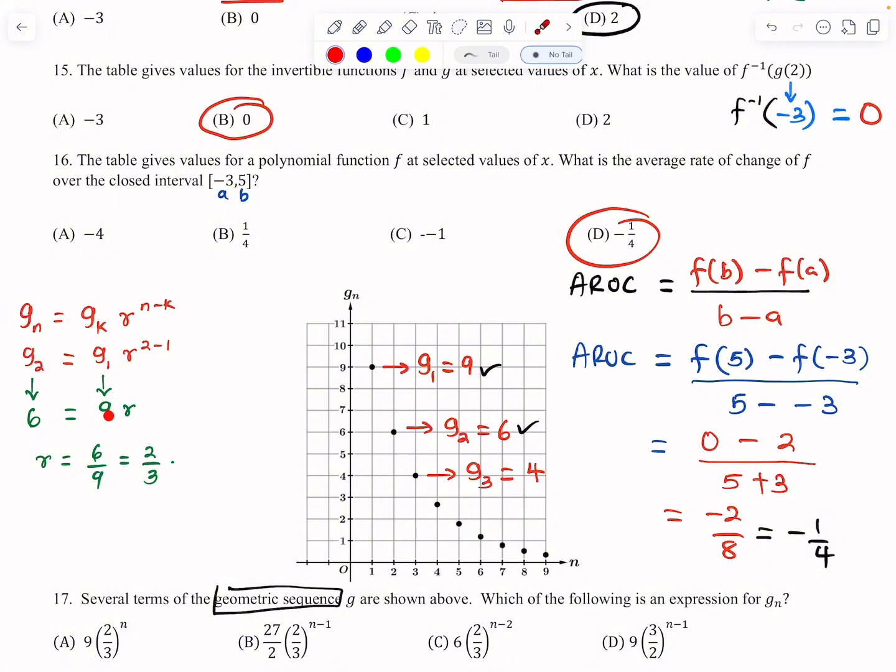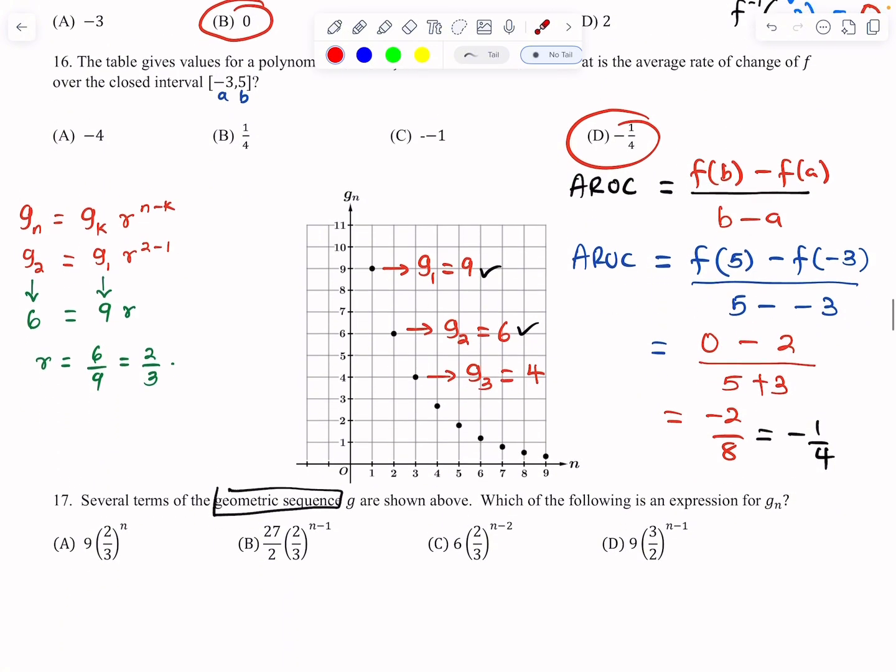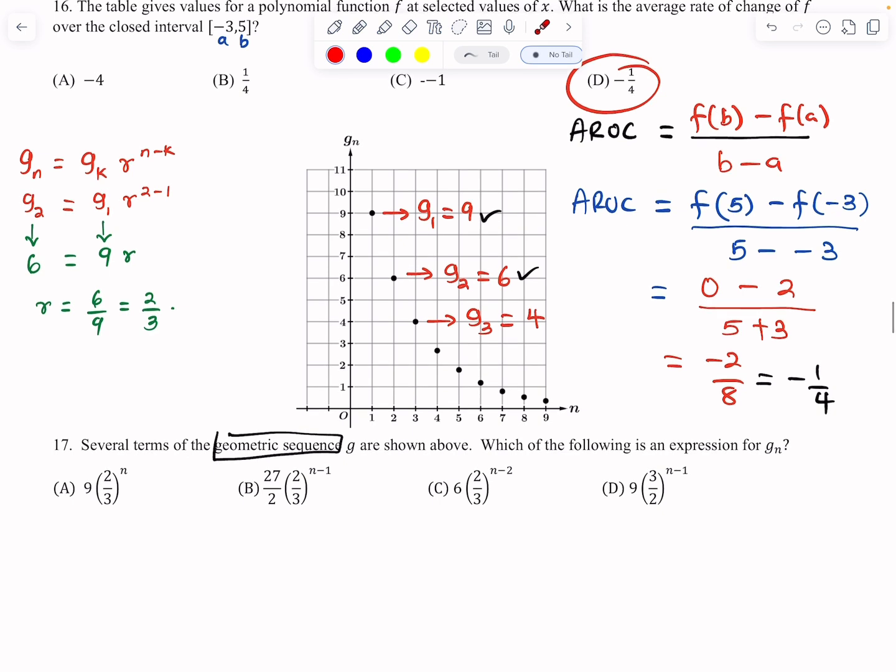So you have your n to be 2, and then your k to be 1. And then if you subtract 2 minus 1, you're going to get 1, and r raised to power 1 is still the same thing as r. And then let's solve this one-step equation. So if I solve that one-step equation, I notice that my r will be 6 divided by 9. And then if you simplify that to the lowest term, you have 2 divided by 3. And then in that case, all I have to do now is to substitute back into the formula.